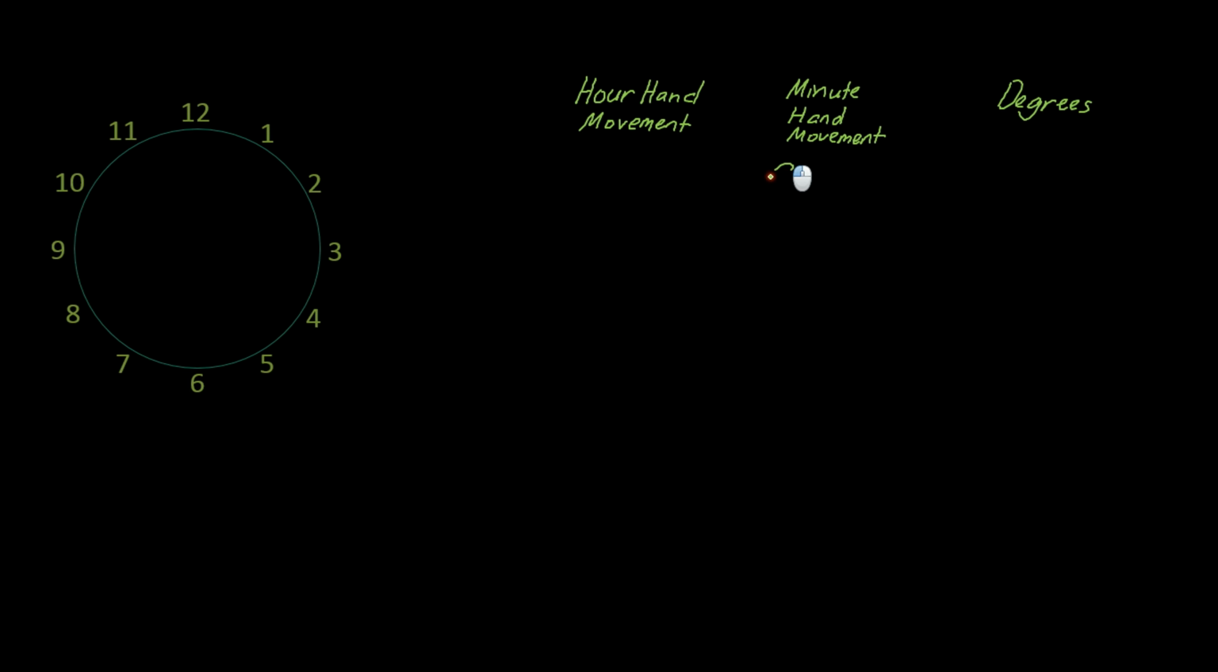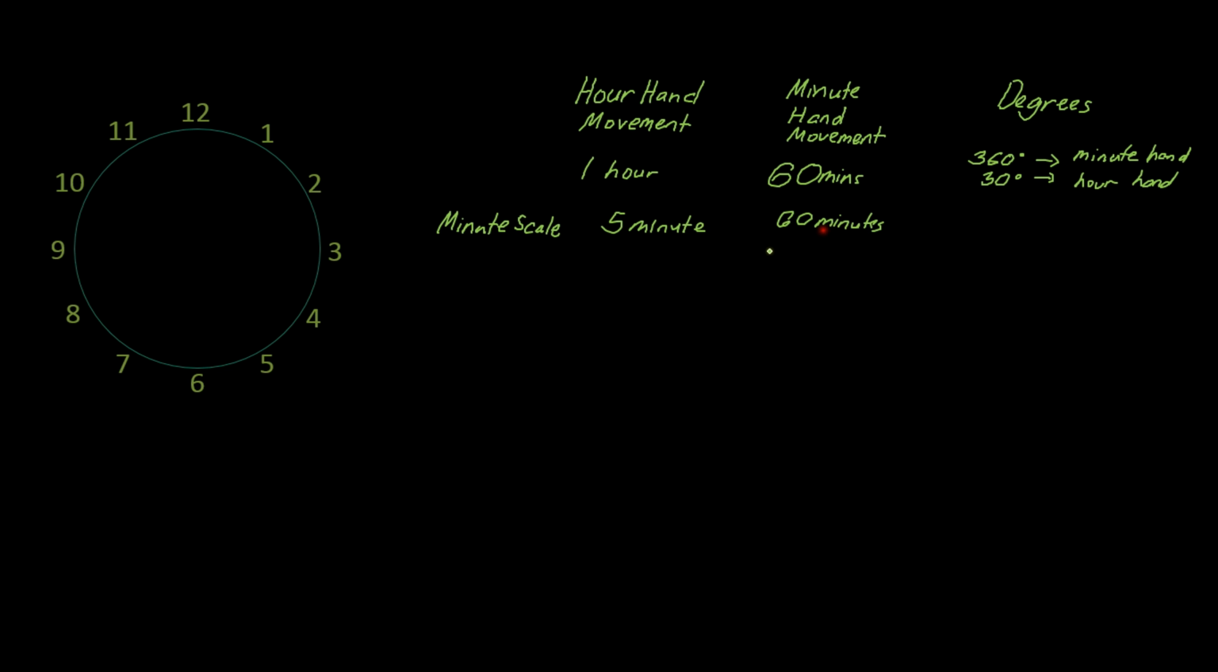So we of course know that 60 minutes is equal to 1 hour. And in terms of the degrees covered by the minute hand, it is 360 degrees and 30 degrees for the hour hand. So what we're gonna do is to convert in terms of the minute scale. So for this row, minute scale, I'm talking about the scale you see at the side of an analog clock. So 5 minutes, 60 minutes. And we're gonna do a ratio to that.